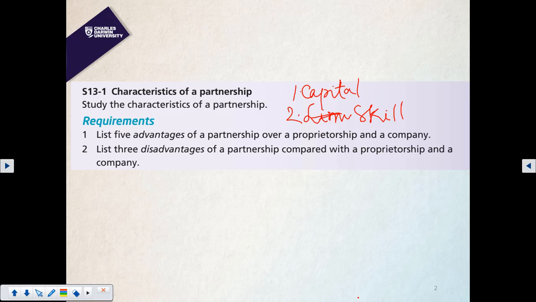And of course, compared to the company, it is easy formation. You don't need a lot of documents to form a partnership business. It's just like your own business. You just get together a few friends and then apply and just make a contract by yourself. That is going to be your partnership business. Disadvantages, of course, could be it has an unlimited liability.